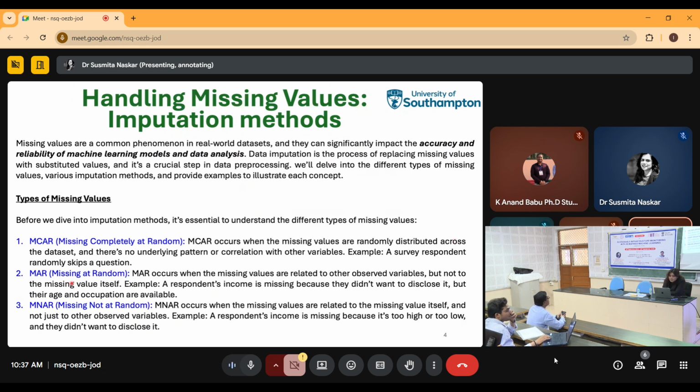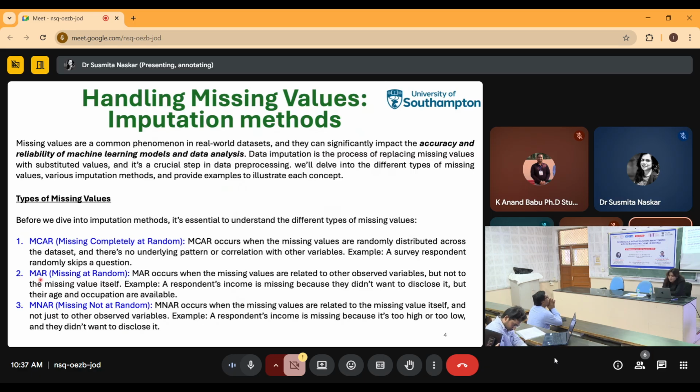The other one is missing at random, in short MAR. Here in MAR, the missingness relates to other observed variables, not the missing value itself. So basically it affects the data compared to the previous one, right? An example can be income is missing, but age or occupation are available and explain the missingness. The impact is that naive deletion can bias the result, and then we try to use conditional or multivariate models like regression imputation, or methods that use the observed predictors.